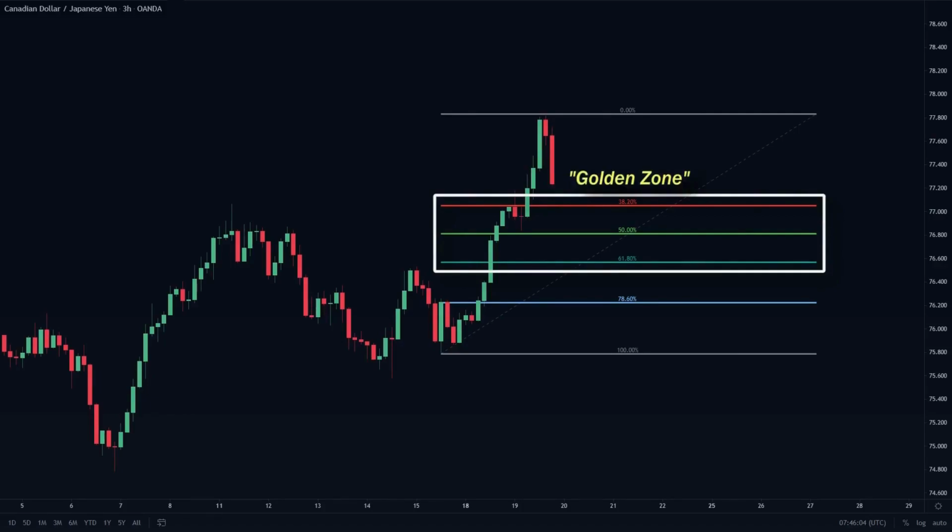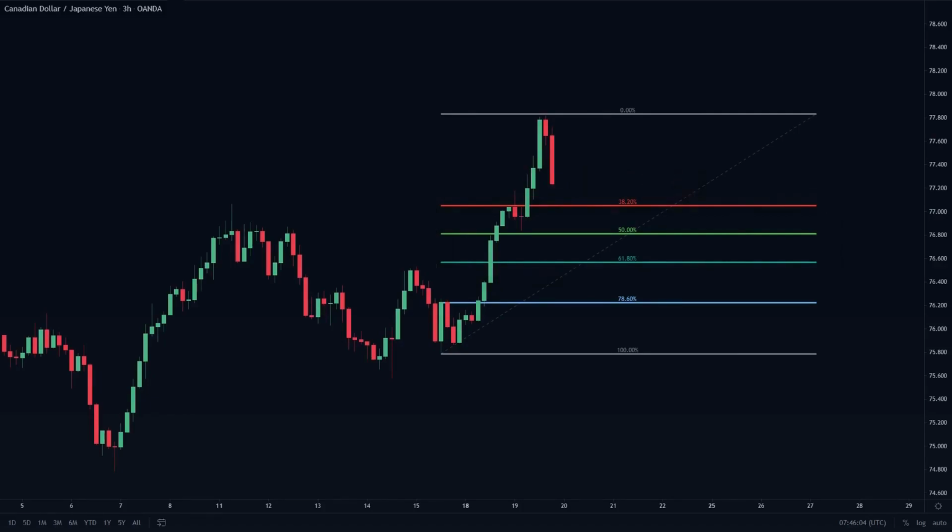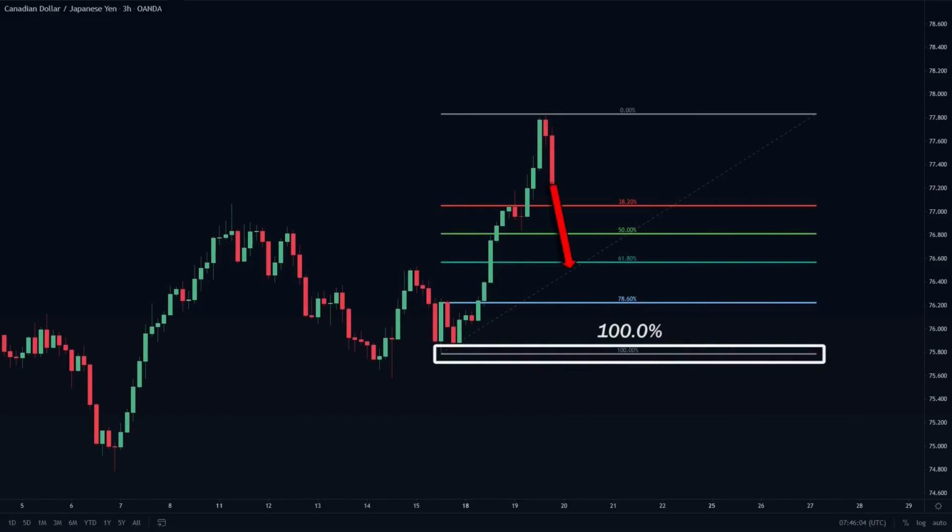However, that doesn't guarantee that the price will reverse at these levels. It can always break right through and go towards the deeper levels, like the 78.6% and the 100%. Now, the 100% level is the maximum level where the price can still be considered as a pullback. Let me explain. So, if the price moves downwards but remains above the 100%, it indicates that this downwards movement is still considered as a pullback, meaning there's a chance that the price can still go back upwards.